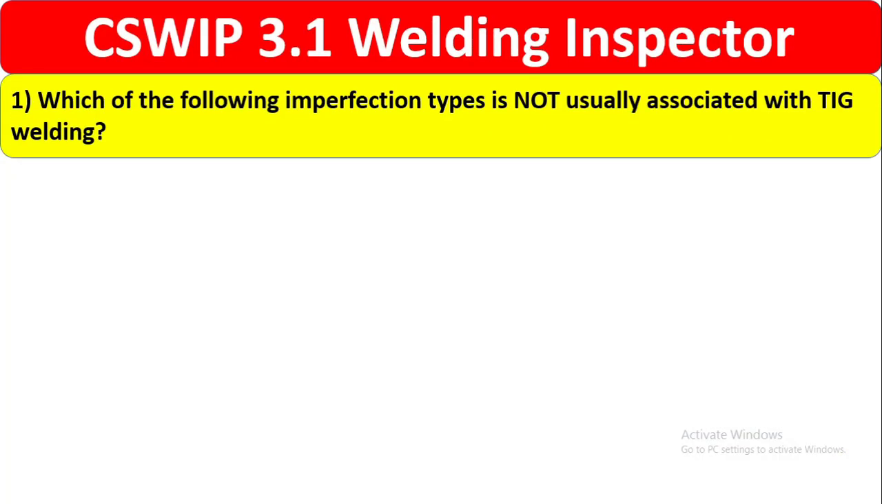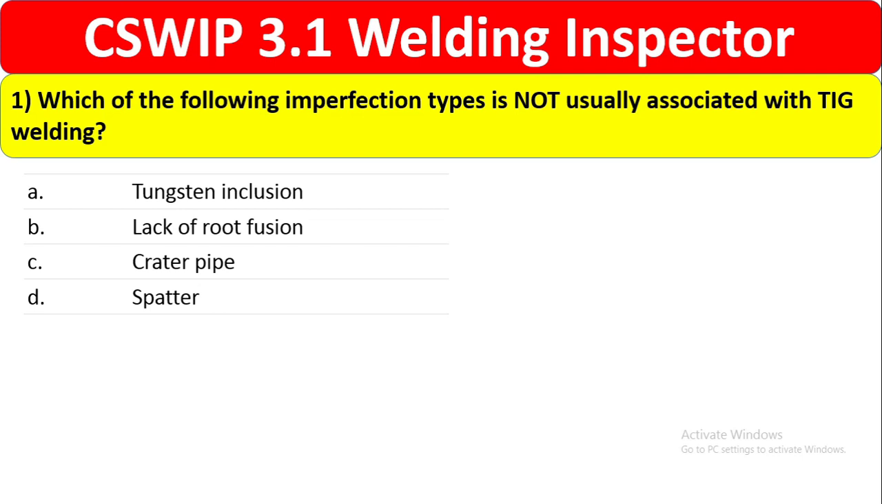The first question is: which of the following imperfection types is not usually associated with TIG welding? They are telling us about defects generated in a welding joint that are not related to TIG welding. The options are: A, tungsten inclusion; B, lack of root fusion; C, crater pipes; D, spatter. So you have to choose the right one.